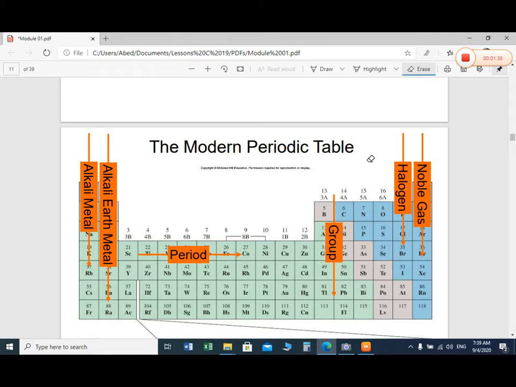Another example is the halogen group. This contains fluorine, chlorine, bromine and iodine. And the last, 18th group is called the noble gas group. All the elements in the same group have similar properties. For example, these halogens contain fluorine, chlorine, bromine, iodine, astatine. These are halogens and they have similar properties. The alkali metals have similar properties. So groups are the collection of elements which have similar properties.